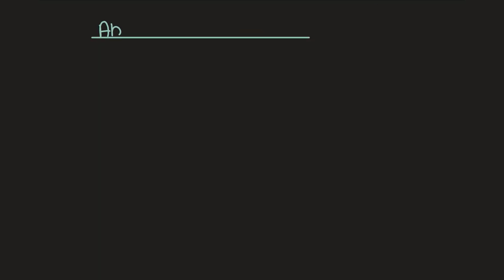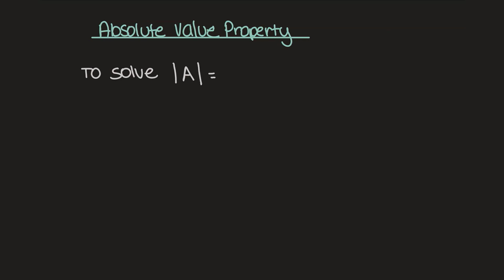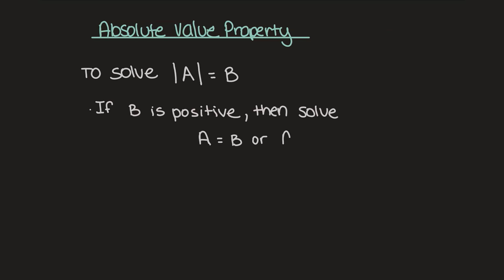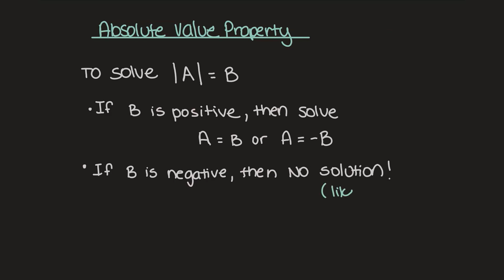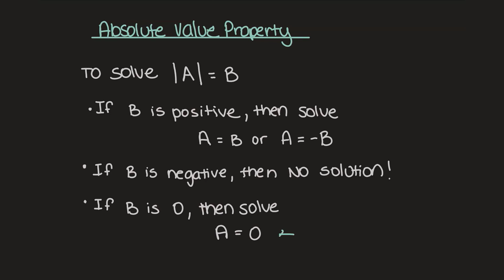Alright, so let's write down some properties we've learned from these examples. So to solve the absolute value of something, say A, equals something else, say B, if B is positive, then just simply solve A equals B or A equals negative B without the absolute values, just like example 1. We most likely have two solutions. If B is negative, then we actually have no solution, just like example 2. Then if B is 0, we just solve A equals 0 without the absolute values, and we'll have one solution.